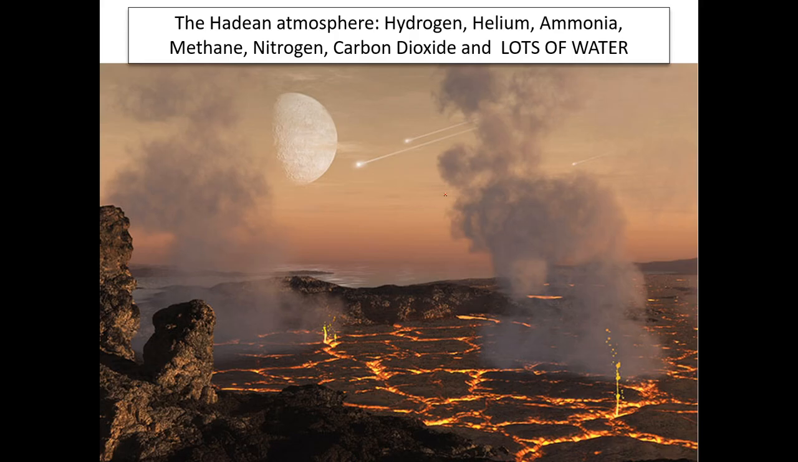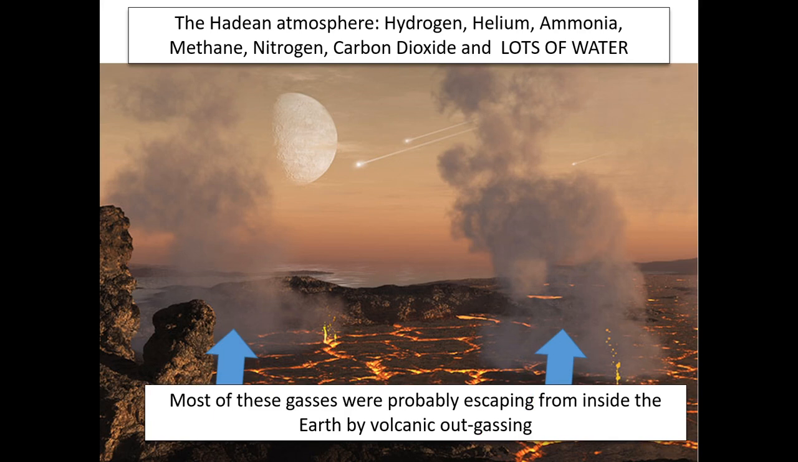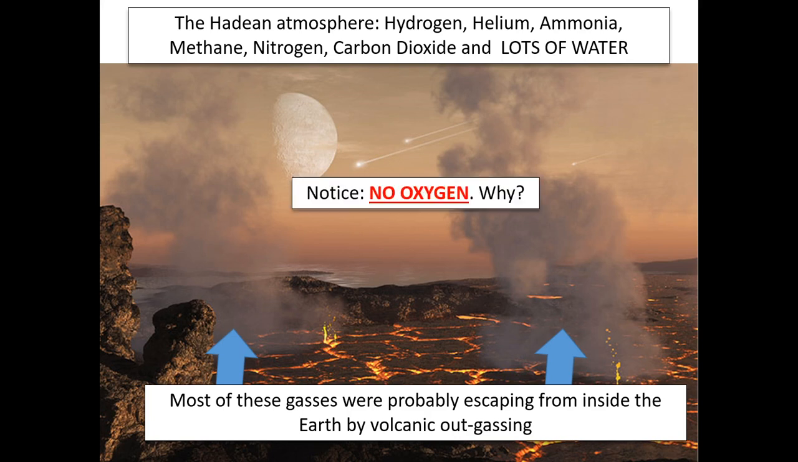So that's another hypothesis. The Hadean atmosphere was probably hydrogen, helium, ammonia, methane, nitrogen, carbon dioxide, lots of water, right? Notice something's missing though. No oxygen. You could see these gases escaping from the inside of Earth by volcanic outgassing. The volcanoes are releasing water into the atmosphere. So why is there no oxygen? That's a good question, right? We have a lot of things, but we don't have oxygen.